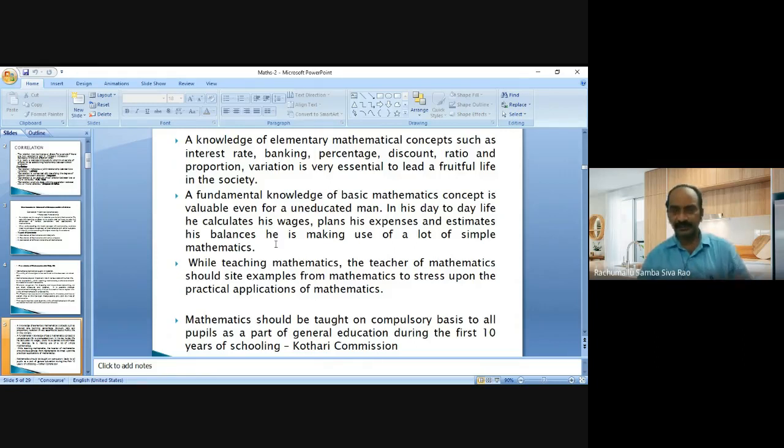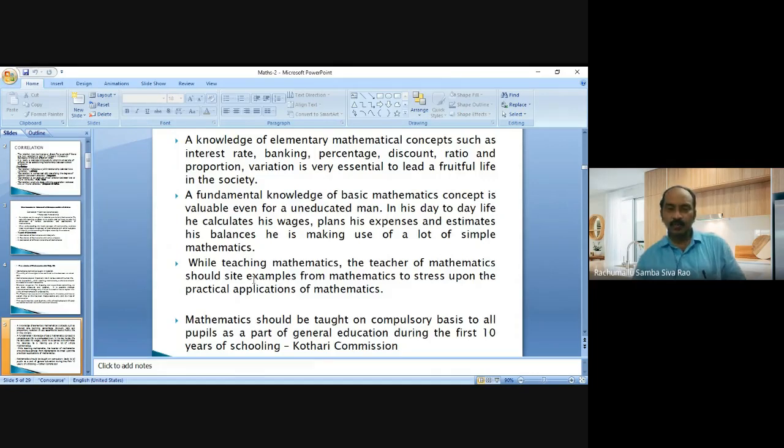After completion of 5 days, how much amount will he get? For that, he has to apply simple calculation, multiplication. So, though he is uneducated, he has to apply that fundamental mathematical knowledge. Otherwise, he can't succeed. And similarly, he has to plan his expenses, expenditure, and estimates of his balances. He is making use of a lot of simple mathematics.